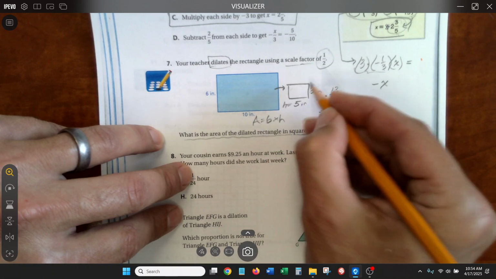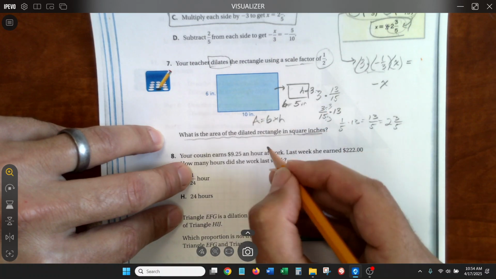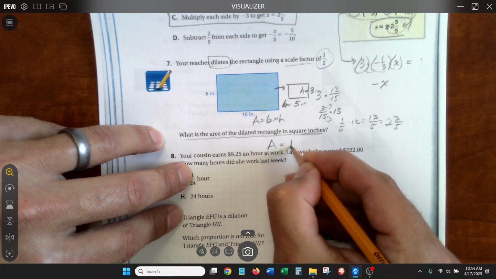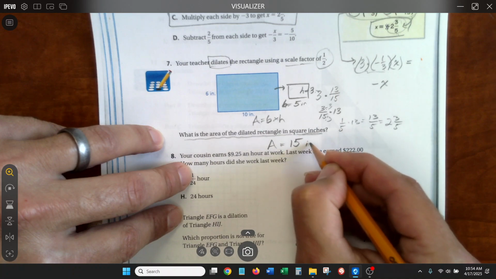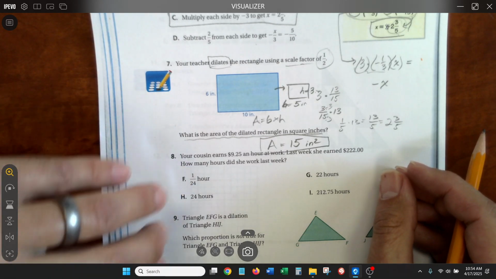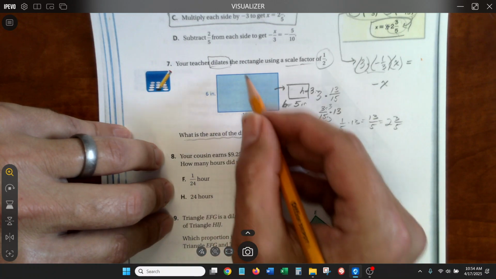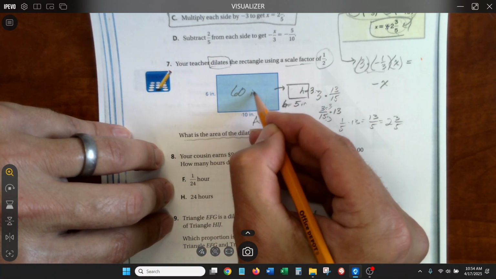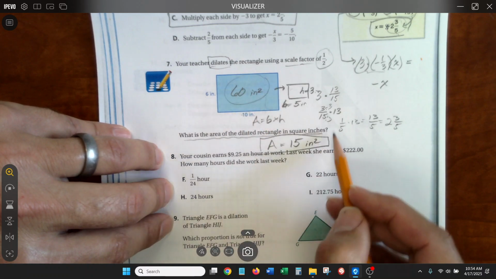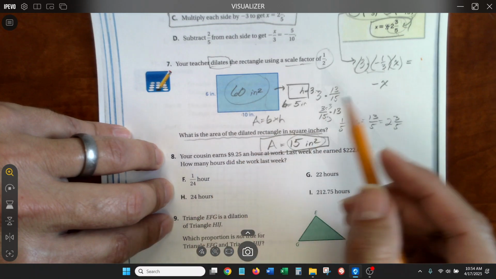We have the base of 5, a height of 3. So 15. So area is going to be 15 square inches for our dilated shape. By the way, what's the area of the large one? 6 times 10. That's 60 inches squared. So we went from 60 inches squared to 15 inches squared by halving the lengths.